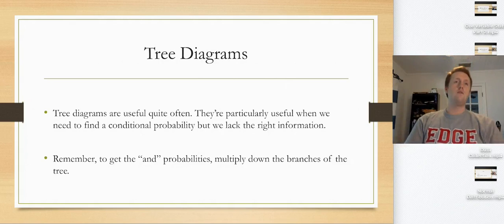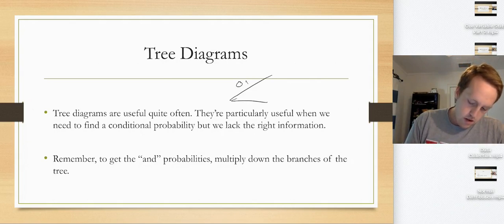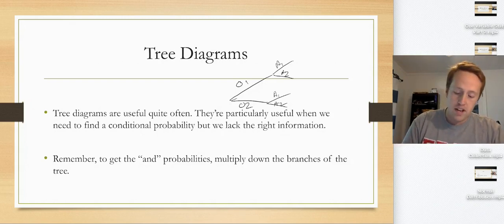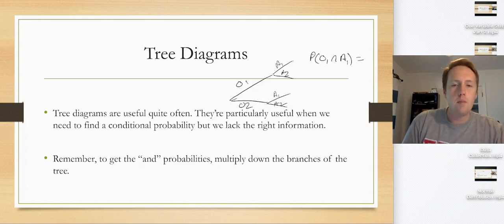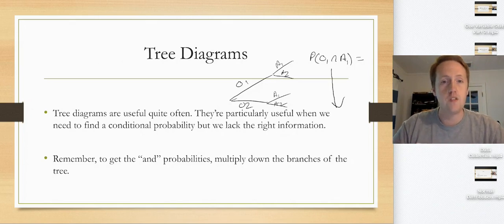Tree diagrams, those are our friends. We love tree diagrams. We go outcome 1, outcome 2. And then there's something else. So we'll say A1, A2. And this could be A1 and A2, right? So that lets us map things out. And then if I multiply down the branches, I get AND probabilities. So the probability of outcome 1 and outcome A1, you would just multiply the probabilities down the branches. And that would happen all the way down through that way. So that's really useful. Tree diagrams are helpful. They make hard things easier.